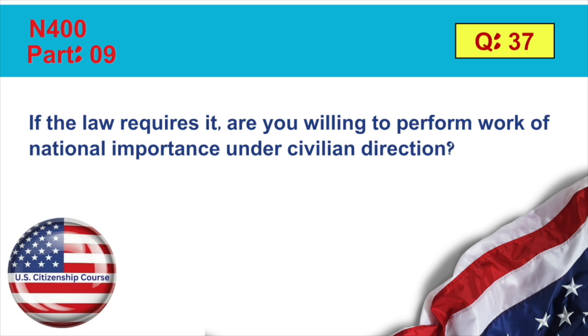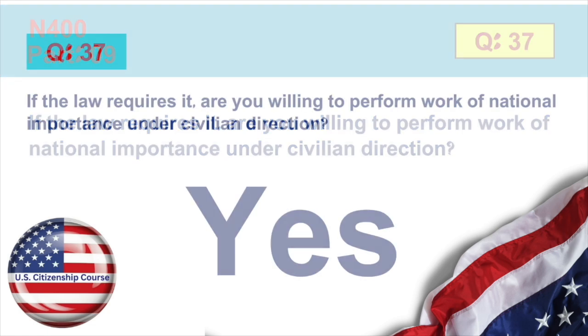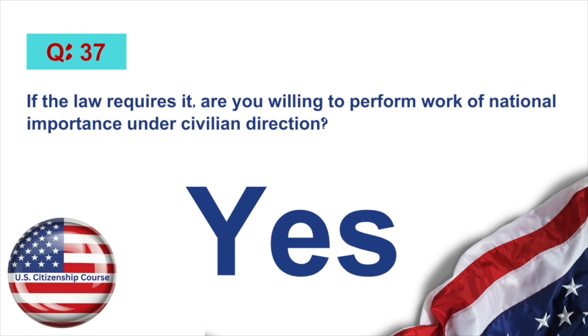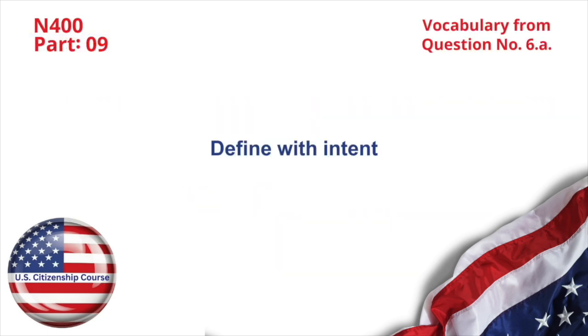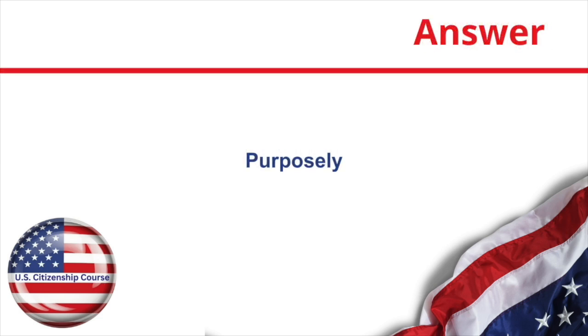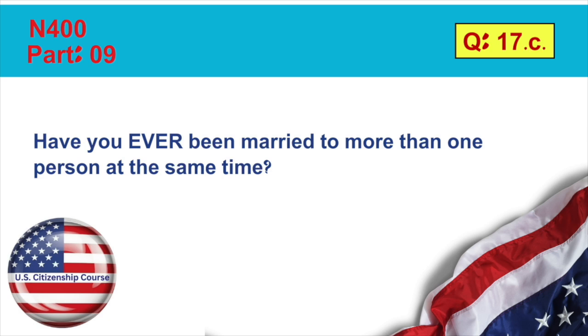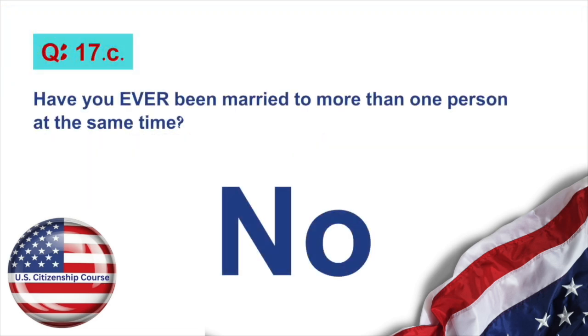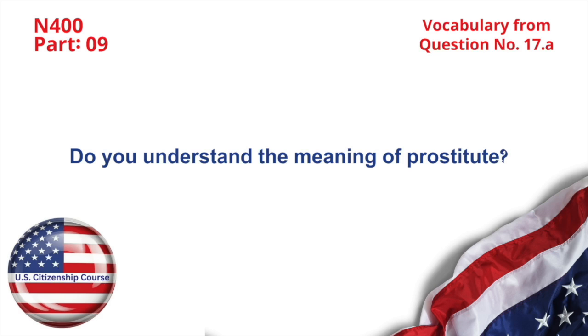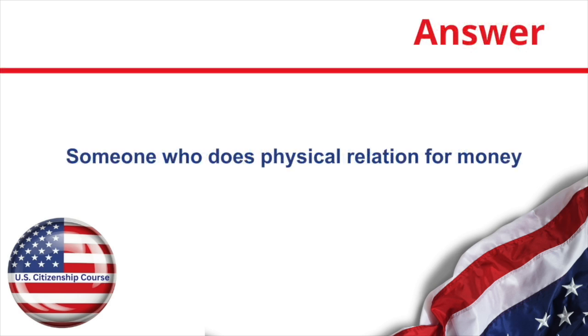If the law requires it, are you willing to perform work of national importance under civilian direction? Yes. Define with intent. Purposely. Have you ever been married to more than one person at the same time? No. Do you understand the meaning of prostitute? Someone who does physical relation for money.